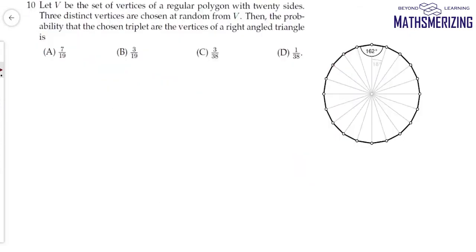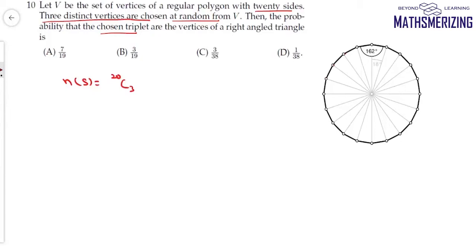Now question number 10 says, let V be the set of vertices of a regular polygon with 20 sides. If 3 distinct vertices are chosen at random from V, find the probability that the chosen triplet are vertices of a right angle triangle. Now first we will find the total number of elements in this sample space, which is how many triangles can be formed from the vertices of this given polygon. So there are 20 vertices, so the number of triangles that can be formed is simply 20C3.